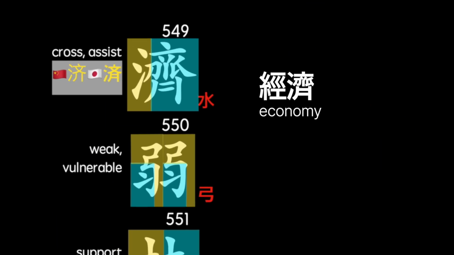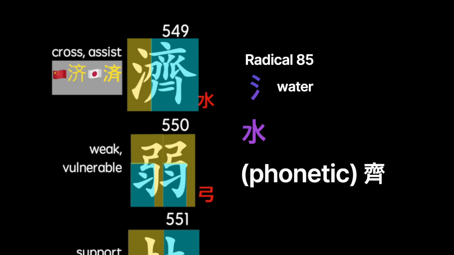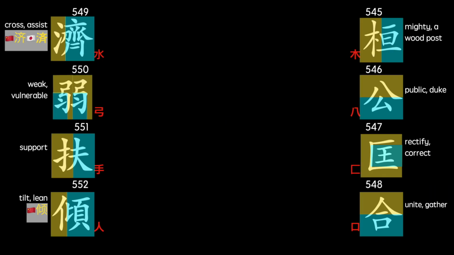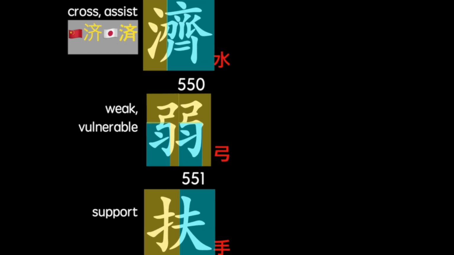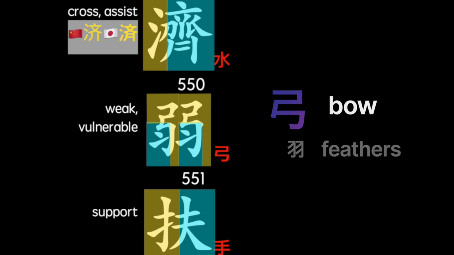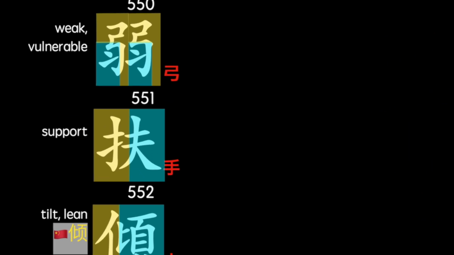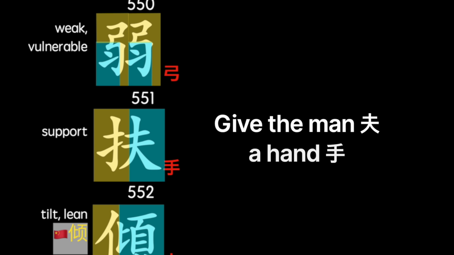Next, I'll look at 549. This character is most commonly seen in the word for economy, but it originally related to ferrying or crossing, which is why it has a water radical. The right side component is used for phonetics. On to 550. This one means weak. It has the bow radical and also has feathers. So think of a bow that is strung too softly. And next, 551. The right component means man or husband, and the left component is the hand. So the idea is that a hand is there to support a man.